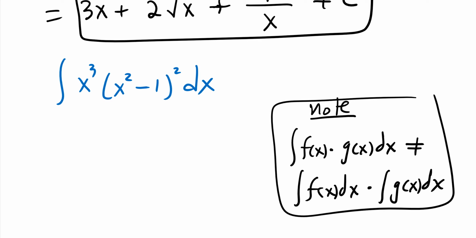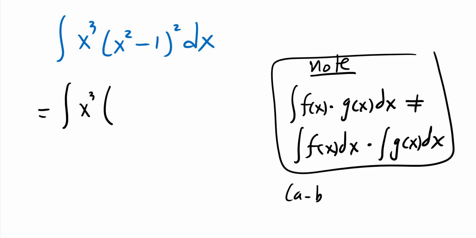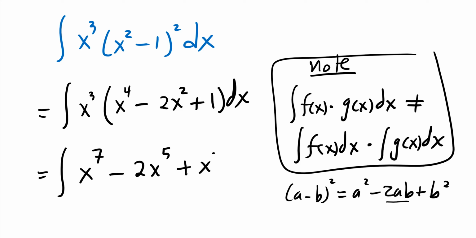So what do we do in this case? We have to do some algebra. Here we can expand this using a minus b squared. If you remember the formula, a minus b squared is a squared minus 2ab plus b squared. So you square x squared, that's x to the fourth, minus 2 times a times b, so 2 times 1 times x squared, 2x squared, plus 1 squared, 1, dx. And now we distribute, you get x to the seventh, minus 2x to the fifth, plus x to the third dx.